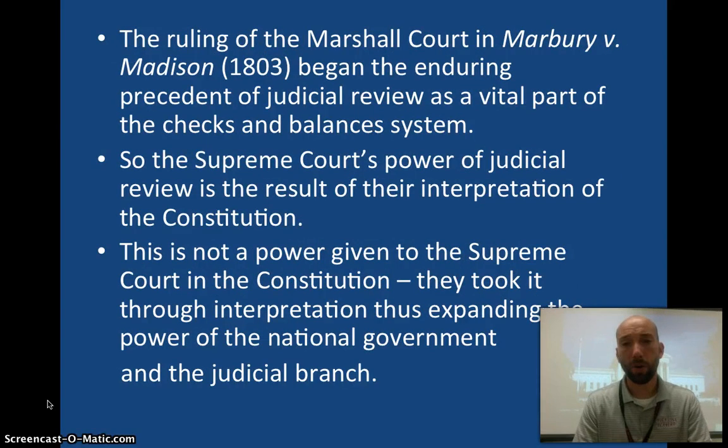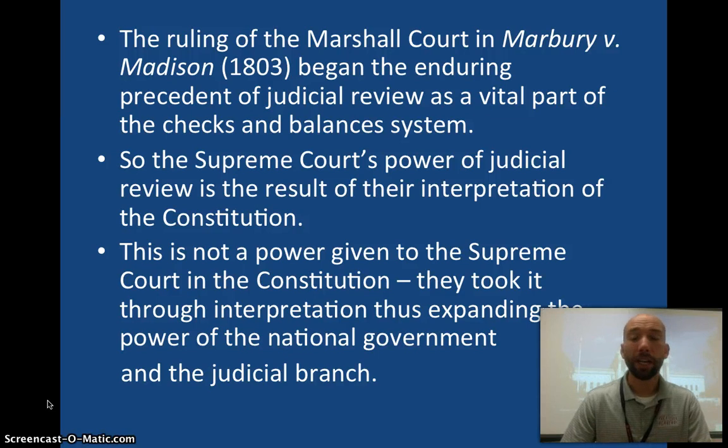The ruling of the Marshall Court in Marbury versus Madison began the precedent of judicial review. So it set up the idea of judicial review as a vital part of the checks and balances system. What judicial review means is that the Supreme Court can declare a law made by Congress or a presidential act unconstitutional. So they have the final say. So for instance, in Brown versus Board of Education, the Supreme Court said that segregation in schools was unconstitutional.